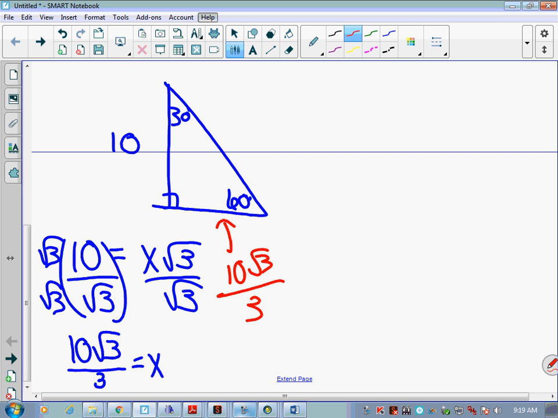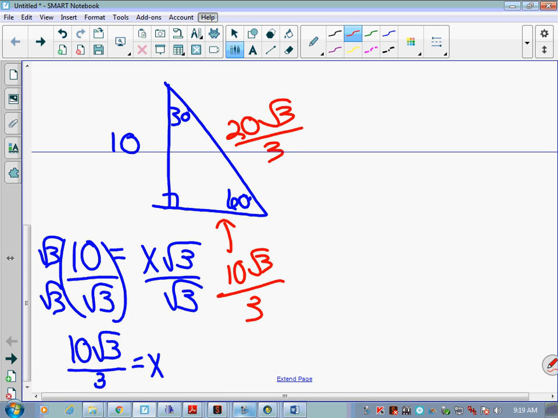Can I find my hypotenuse then? Okay? What do I need to do with 10 radical 3 over 3 to find the hypotenuse? Okay, multiply by 2. What's 10 radical 3 over 3 times 2 over 1? 20 radical 3 over 3. Okay? Trying to get to more complicated questions.